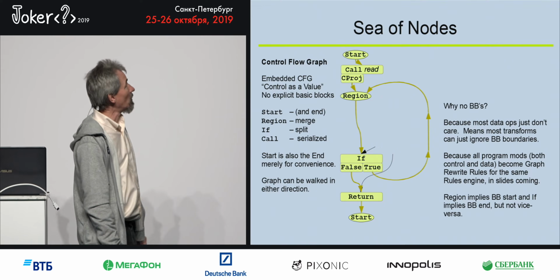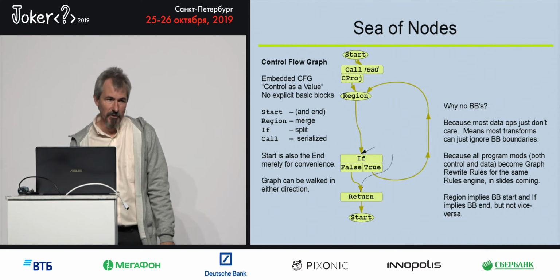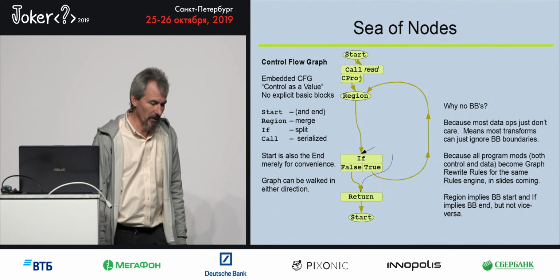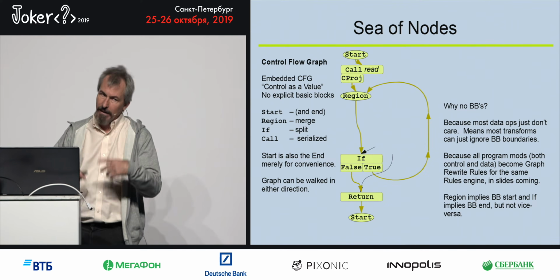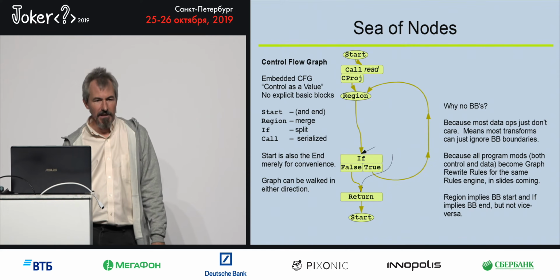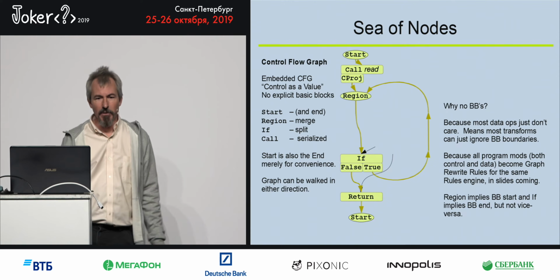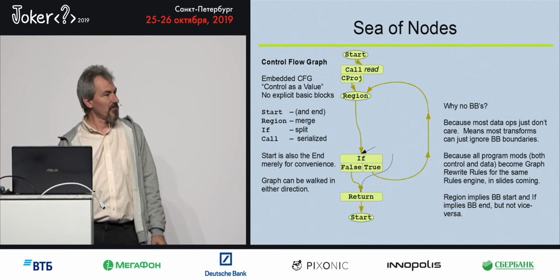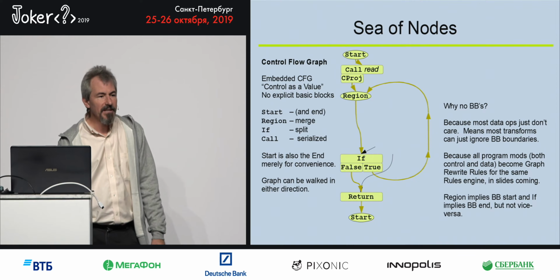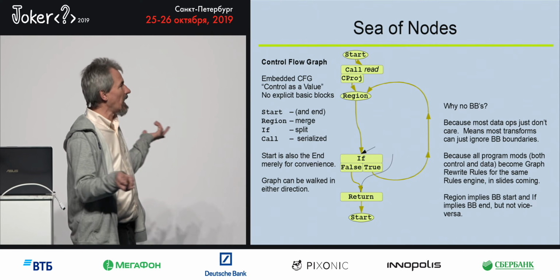So starting with control, there is an embedded control flow graph in the sea of nodes. I did briefly toy with a program dependence graph, which is not a control flow graph, but I decided it was too much new technology 25 years ago when I started this, and so I backed away from using a PDG, and I just went with a CFG, which is embedded, but it does not have any traditional basic blocks.